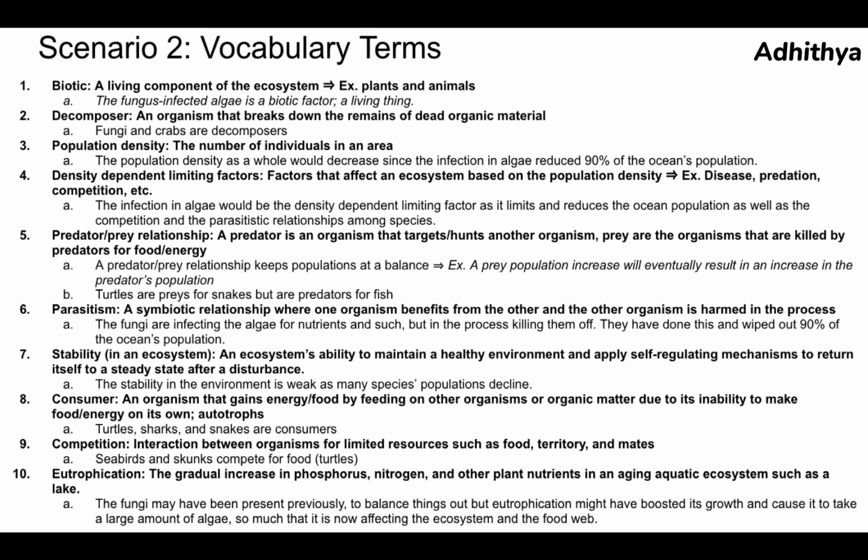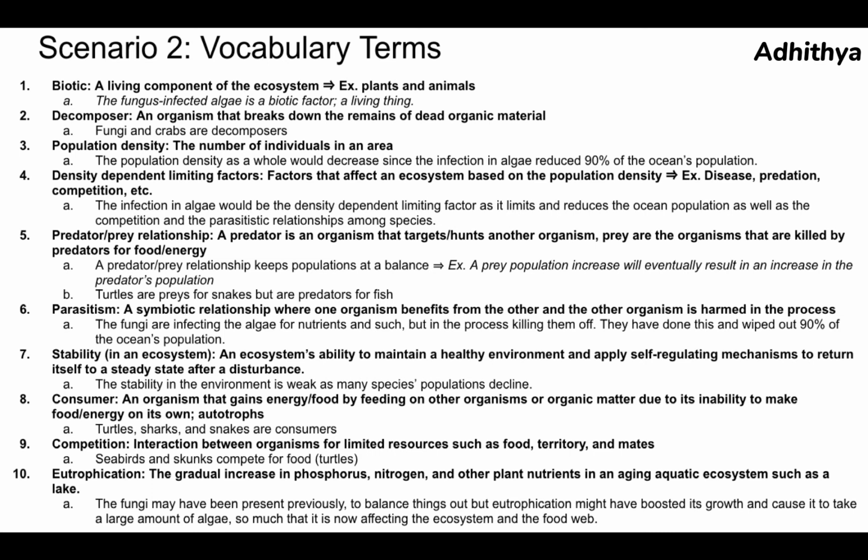Turtles are the prey of snakes, but they are also the predator of fish. Parasitism, a symbiotic relationship where one organism benefits from the other organism and that other organism is actually harmed in this process. The fungi are infecting the algae for nutrients and such, but in the process, they're killing them. They have continued to do this and eventually wiped out 90% of the ocean's population by doing this.